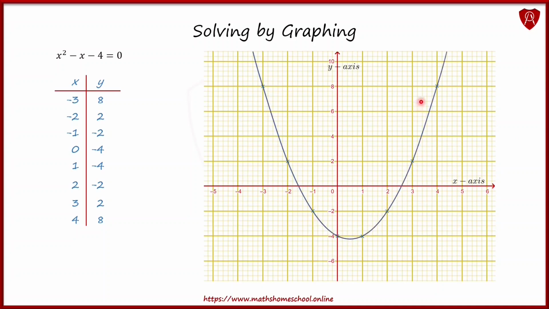Here is our finished graph. We are interested in the points where the curve intersects with the x-axis, and we shall read off these values, negative 1.6 and 2.6. And we have now fully solved our quadratic equation using the graphical method.